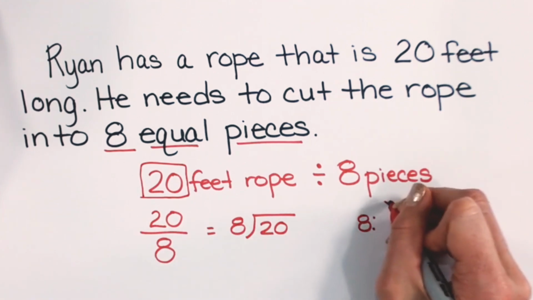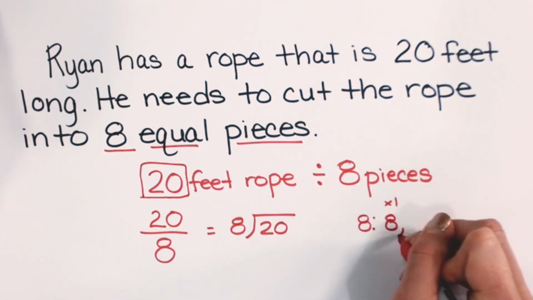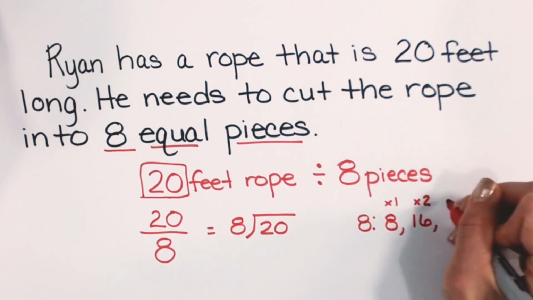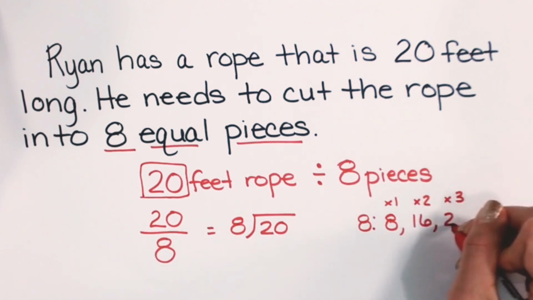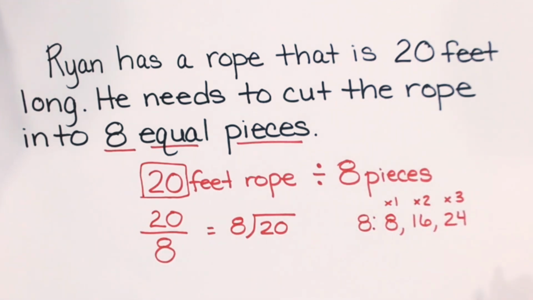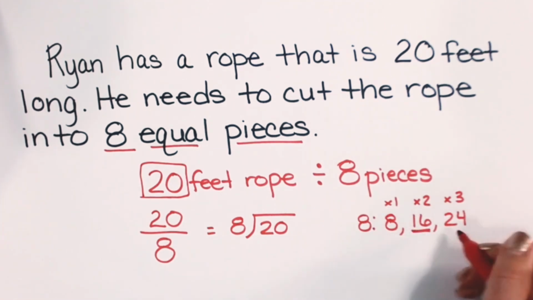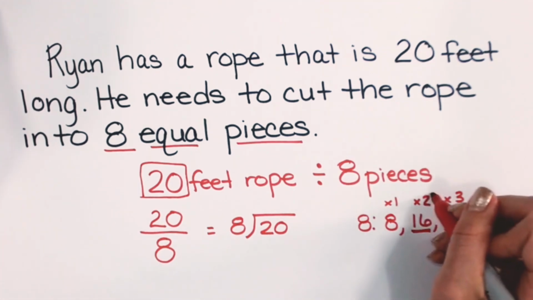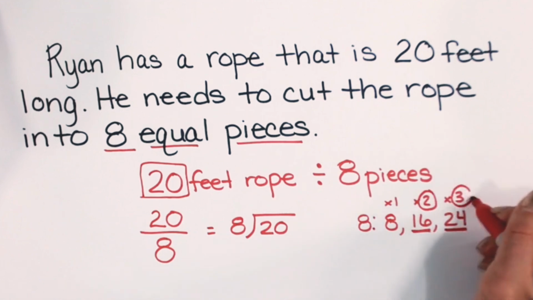So I know that 8 times 1 is 8, 8 times 2 is 16, 8 times 3 is 24. And I'm going to stop right there because I can see that 20 is going to be between 16 and 24. So my answer will lie between 2 and 3.